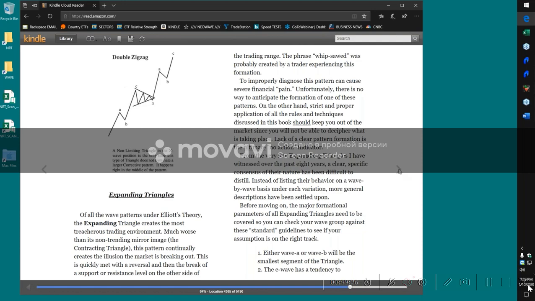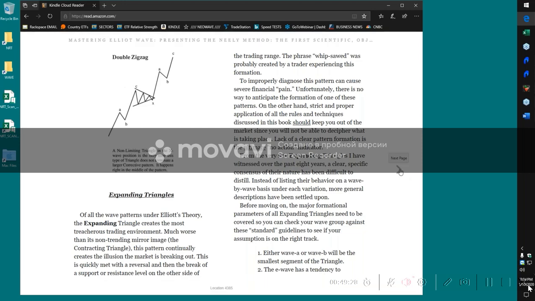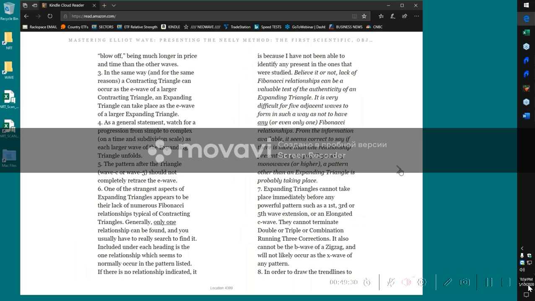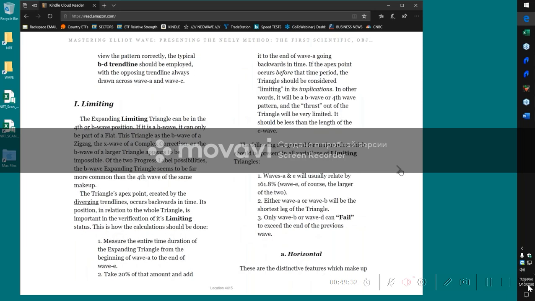Expanding triangles are a little more difficult to deal with, but they're going to follow the rules that I mentioned to you earlier. Your A wave will be the most violent, and it'll be the smallest. The C wave will be the next largest, and the C wave should not be more than 161% of wave A, but it should normally be less. And the E wave is going to be the largest wave, typically the most time consuming and the most complicated. And the B and the D have to overlap.